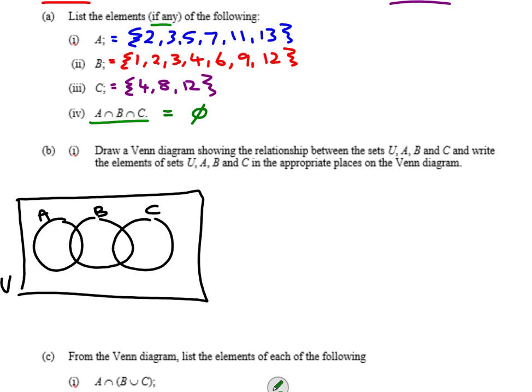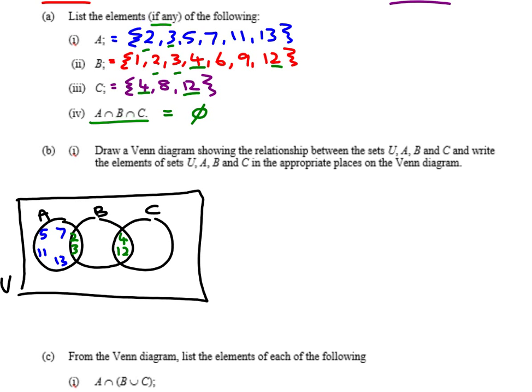Let's look at the intersect of A and B. We've got 2 numbers that are in the intersect of A and B. That's 2 and 3. No other numbers are in the intersect. This is a bit hard to see because I'm drawing it so small, sorry. What numbers are in the intersect of B and C? We've got the number 4 and the number 12. I'm going to draw them in first. Then I'll draw the remaining ones that are in A. The remaining ones in A are 5, 7, 11, 13, the prime numbers.